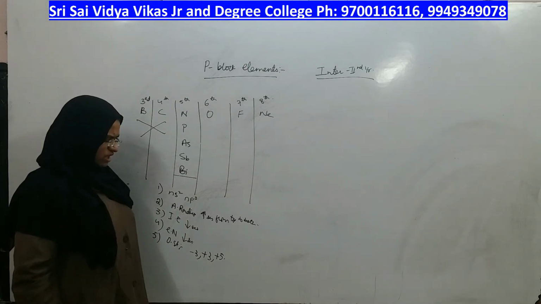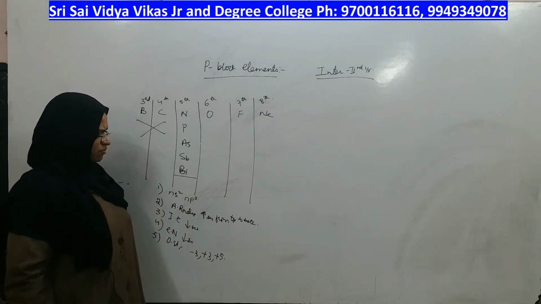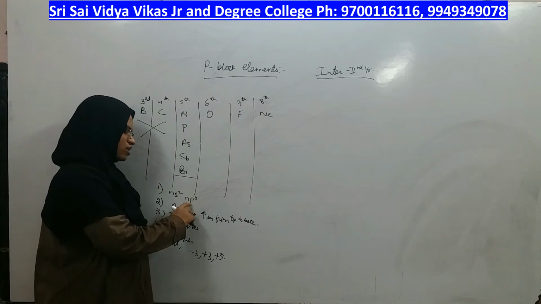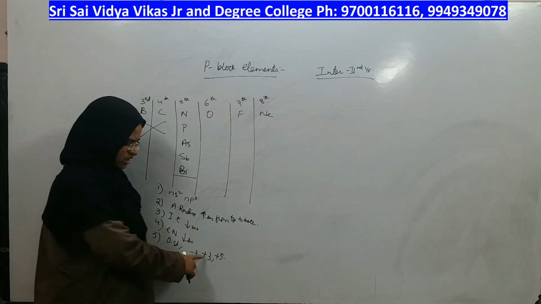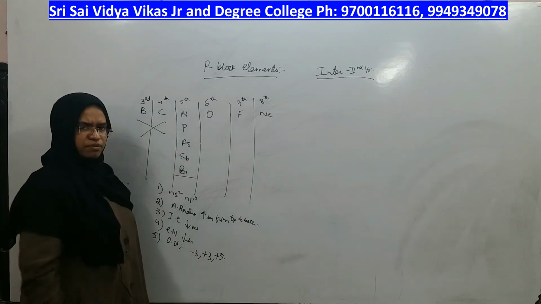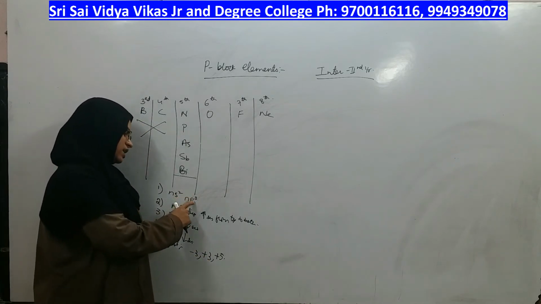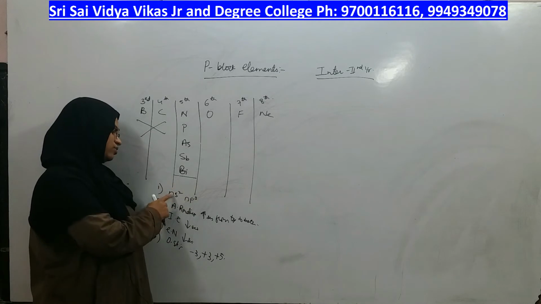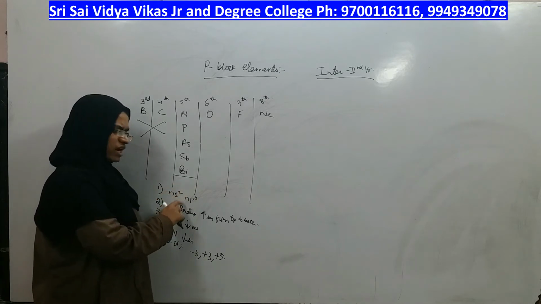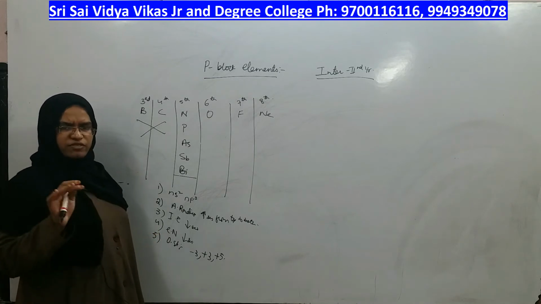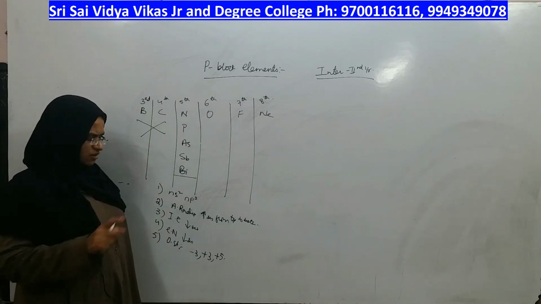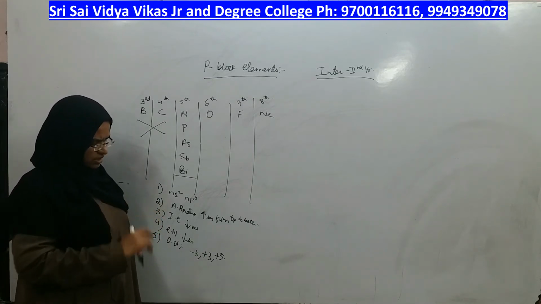What is the next oxidation state? +3. What does it mean by +3? All the 3 electrons present in P can be lost. If that is lost, their oxidation state becomes +3. What does it mean by +5? 3 electrons of p orbital and 2 electrons of s orbital, together 5 electrons which are present in the valence shell can be lost, and if that is so, their oxidation state becomes +5. So, all these 3 are possible.